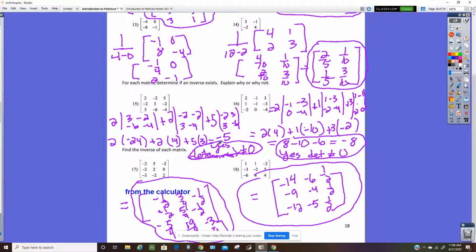So number 15 is just finding the determinant. You can use the calculator. The determinant doesn't equal 0. It gives you a negative 5 here. The determinant here is negative 8. So that has an inverse. And these are just from the calculator here. I did these on the calculator. I'll post another video of how to do that.